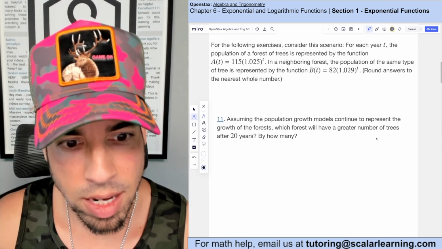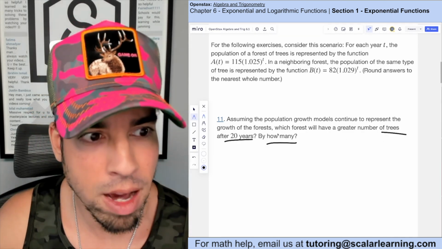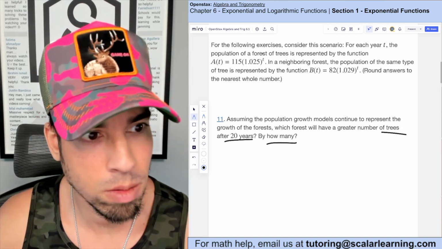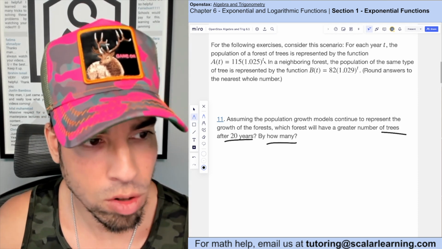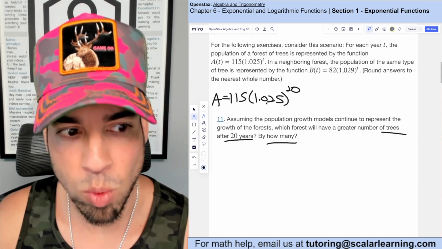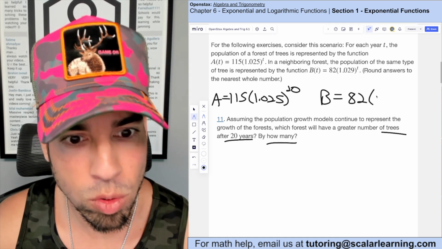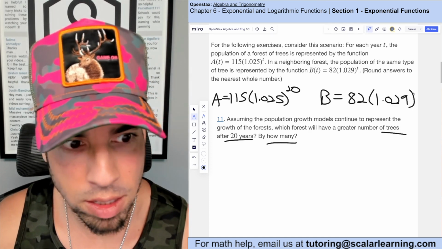So this question is asking which forest will have a greater number of trees after 20 years and by how many? And since T represents the number of years since start time, we just got to plug and chug 20. So for A, it's 115 times 1.025 to the 20th power. And for B, it's 82 times 1.029 to the 20th power.